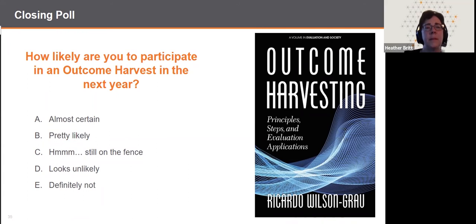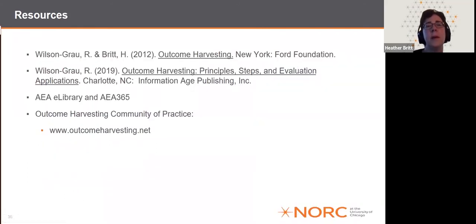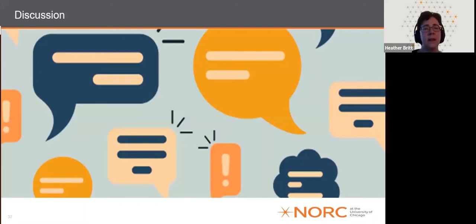Next slide, please. All right, so you can come back to this slide, but I just did want to remind people that there are a lot of resources out there, including in the AEA library. AEA 365 has a number of blogs. We have the OH Community of Practice. I just mentioned the recent AEA study on planning an outcome harvest. So there's a lot of resources out there to support you, and Lucy will also direct you to more as well. So next slide, please.